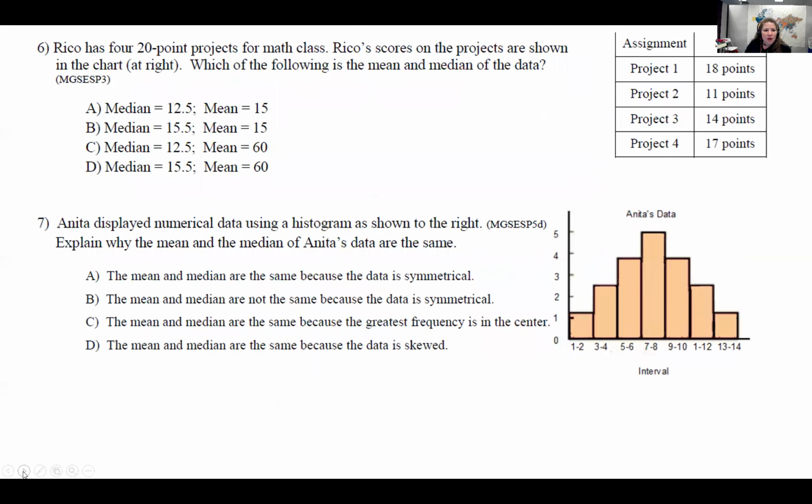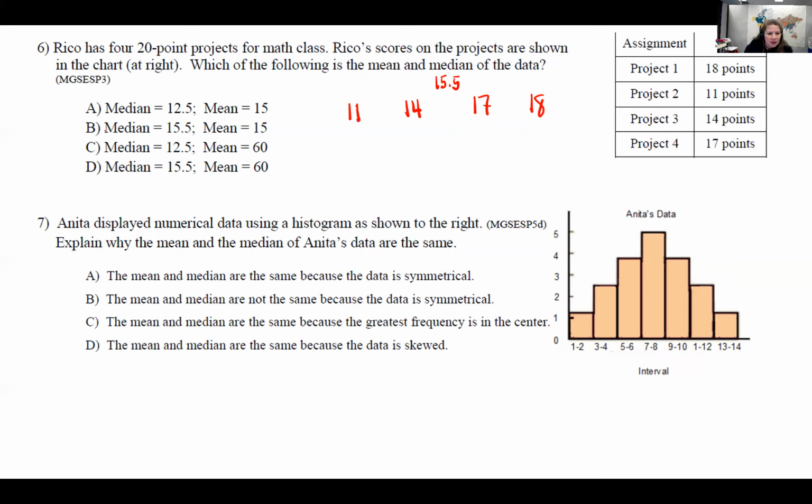On number 5, Rico has 4 20-point projects for math. Rico's scores on the projects are shown on the chart to the right. Which of the following is the mean and median? Since we're doing median anyway, we'll go ahead and put them in numerical order. So his lowest score was 11, then 14, then 17, then 18, right? We want to know what's halfway between 14 and 17. So I'm going to add 14 plus 17, which is 31, and divide it by 2. So I know the median is 15.5.